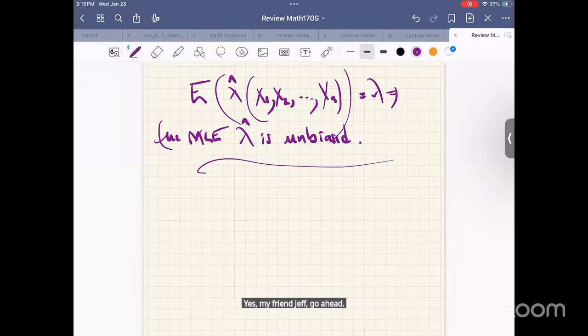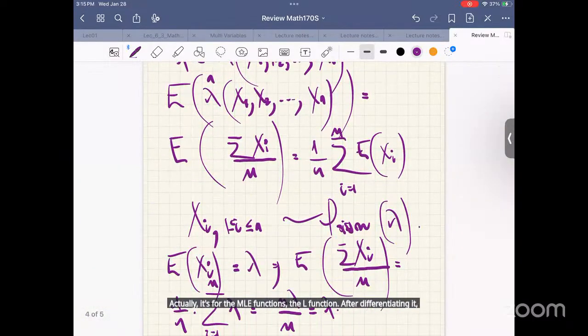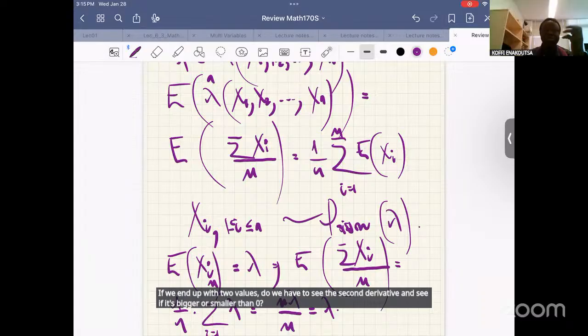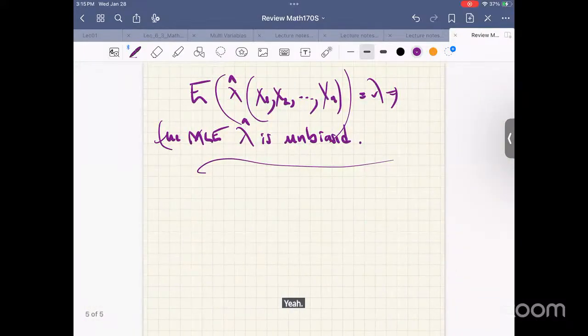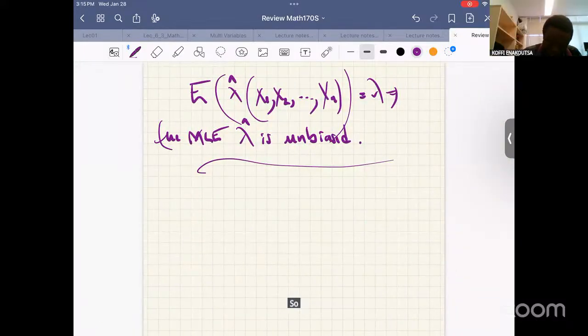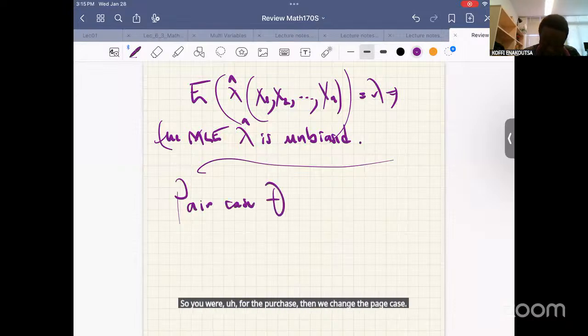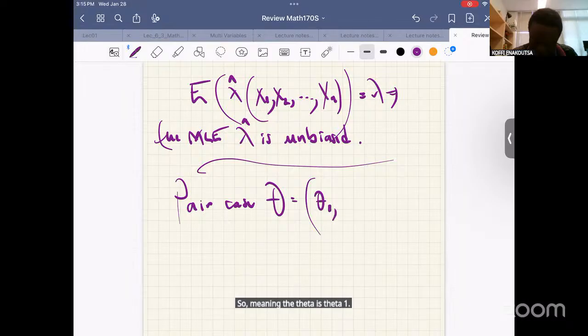For differentiation, for the MLE function, the L function, after differentiating it, if we end up with two values, do we have to check the second derivative to see if it's bigger or smaller than zero? Yes, so you mean if theta is a pair, right? If it's a pair, you don't do it like that. For the pair case, we change the approach, meaning theta is theta 1 and theta 2.